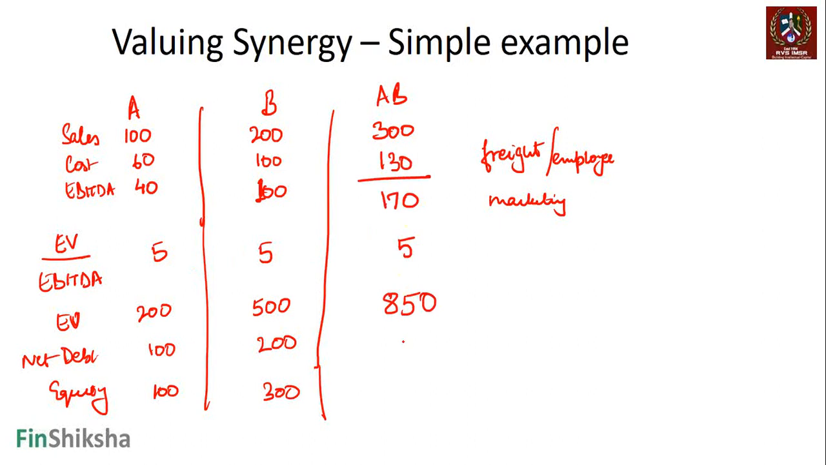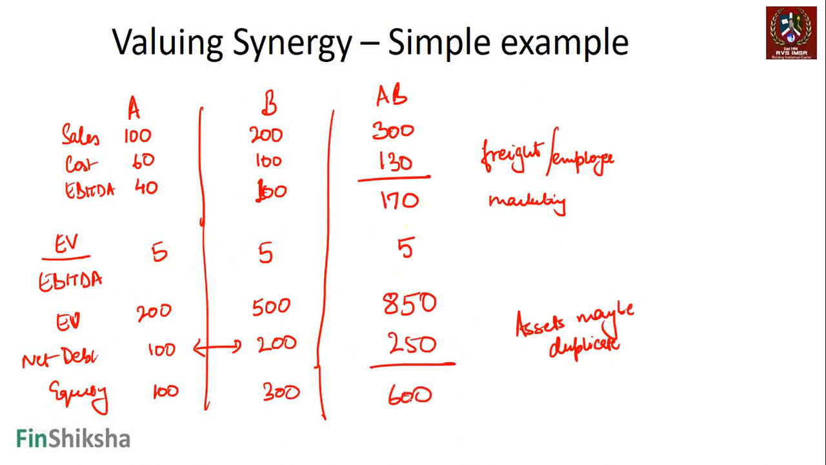Now, because the two entities are combined, it is also quite possible that you might be able to repay some of the debt because some of the assets may be duplicate. You don't need two offices. You may not need a lot of the things that are combined for individually for both the firms. So you'll sell it and probably repay some of the debt. Let's say the combined debt is not 300, 100 plus 200, but something like 250.